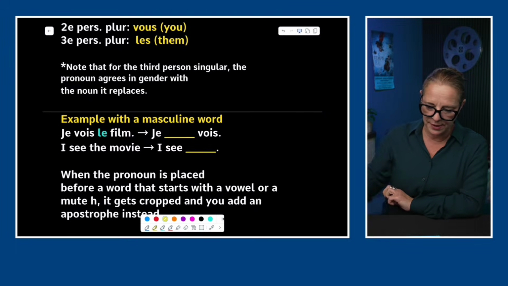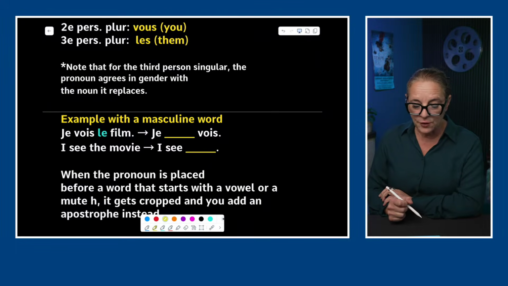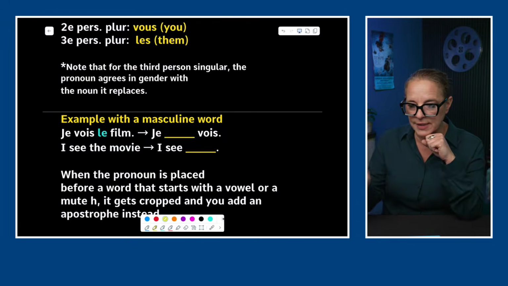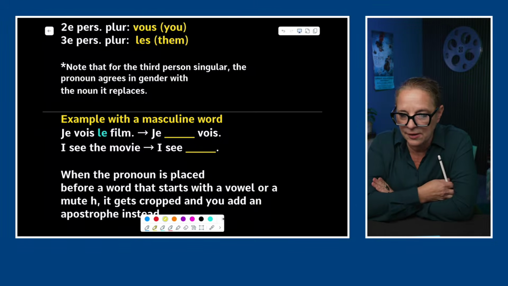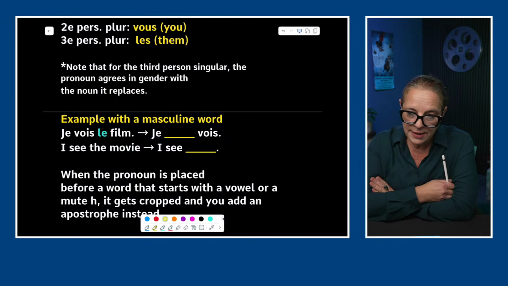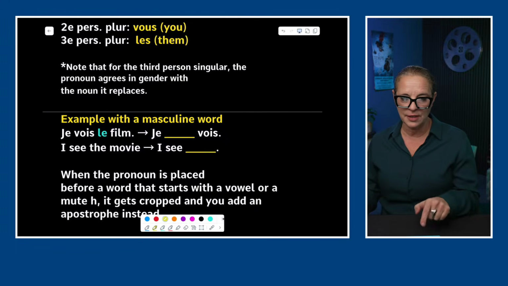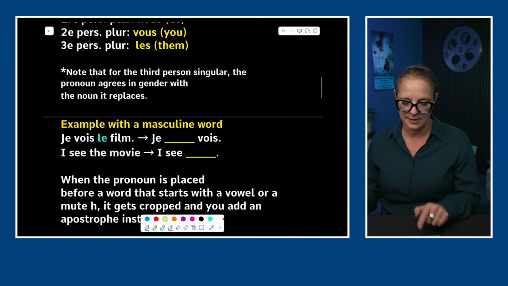Okay, demain, for example, tomorrow. And you want to say, I see it. Okay, what are you going to do? What is the pronoun we are going to use here? What is the direct object pronoun we are going to use for I see it? Je vois. Can you just tell me? I'm not going to reveal the answer quite yet.